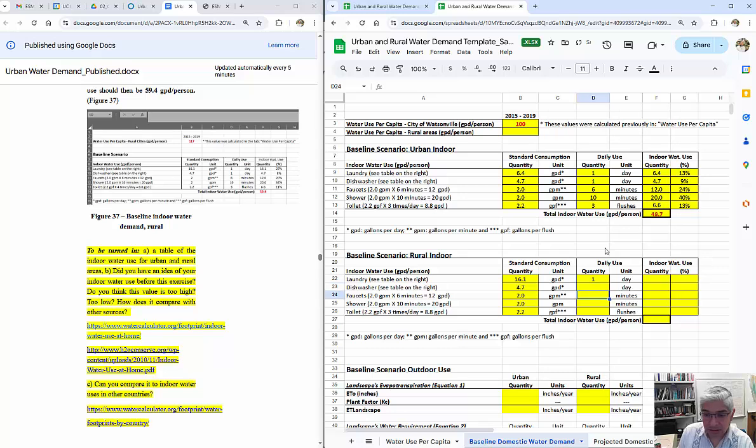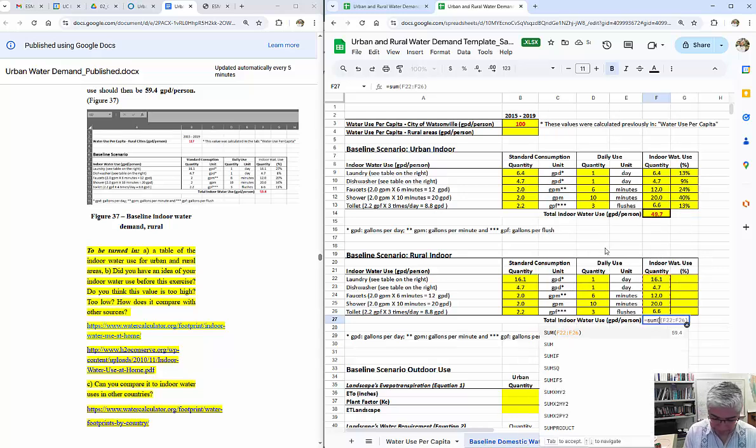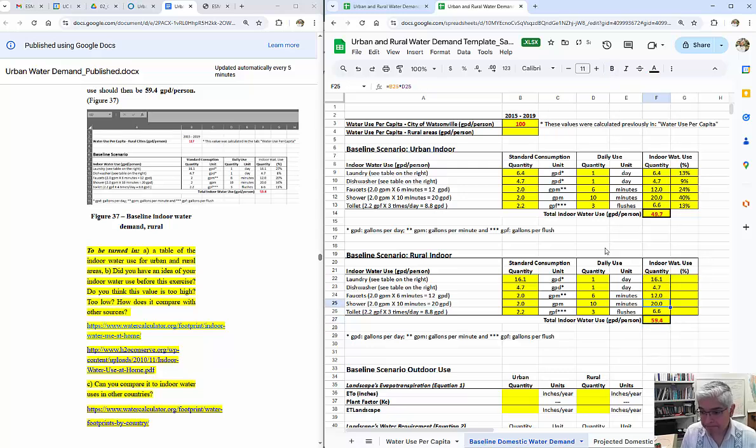So those don't change. Here will be 1 day. Faucets, 6 minutes, still people taking a 10-minute shower, and then 3 flushes per day. This will be here. And there you go. So we have a comparison of 10 more gallons basically from rural to urban.